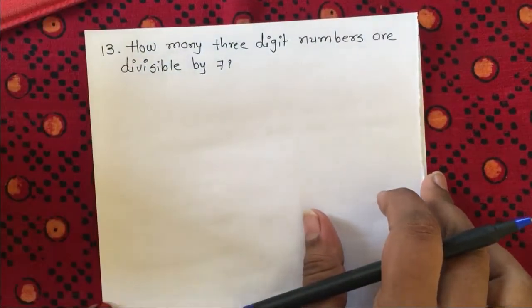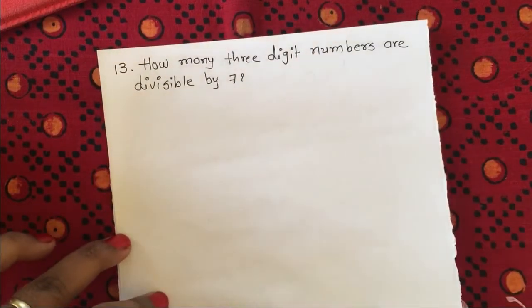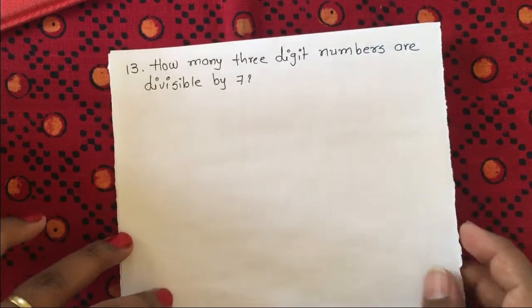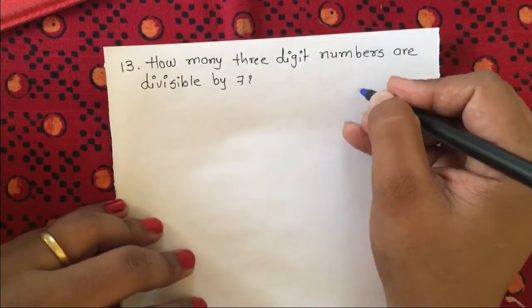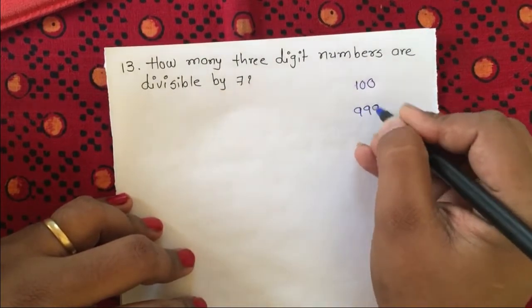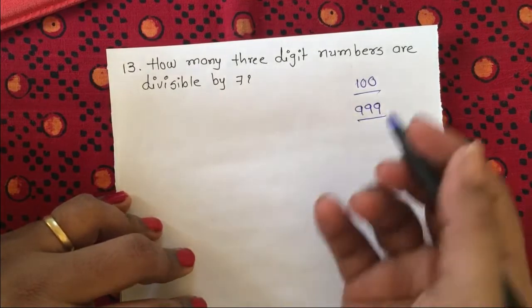Okay, so first of all we have to find the first term which is divisible by 7, and the last term of 3 digits. So the first 3-digit term is 100 and the last 3-digit number is 999. Okay, so first of all we have to find the first term.